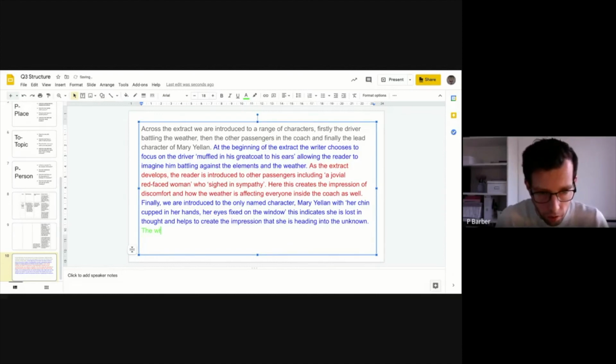The writer introduces a range of characters to explore the chaos and discomfort in the journey. Finally, introducing our main character as someone more thoughtful.